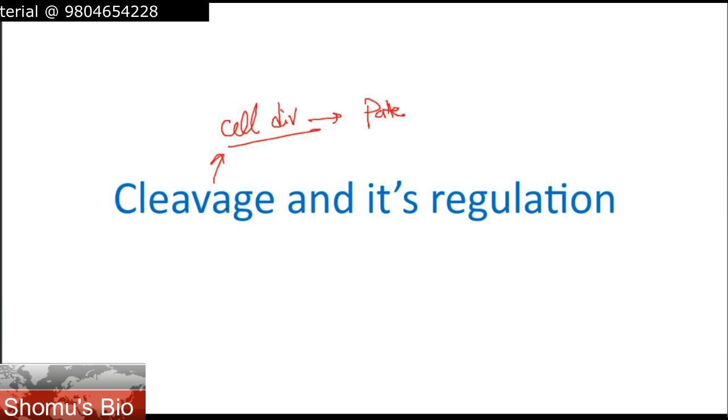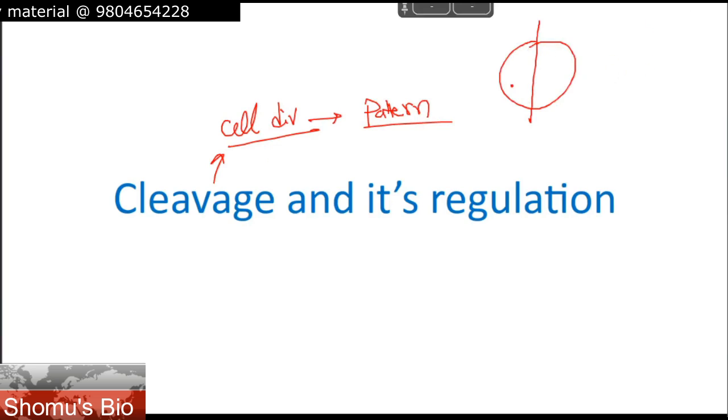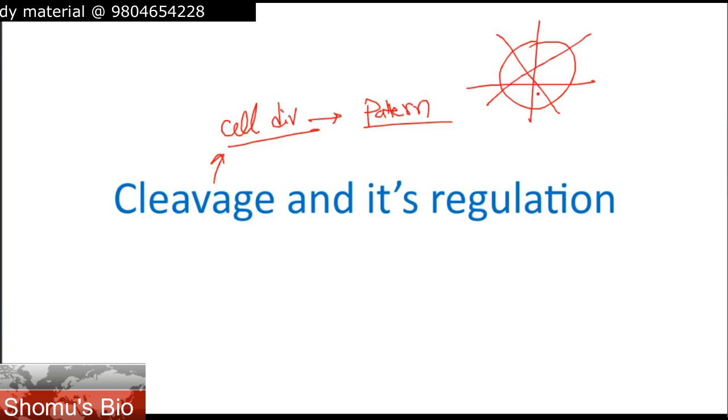There is a pattern of the cell division. Okay, so pattern means if you have one cell, you can divide this cell multiple ways. You can divide it like this or like this or in a different angle. So there are different ways a cell can divide itself.